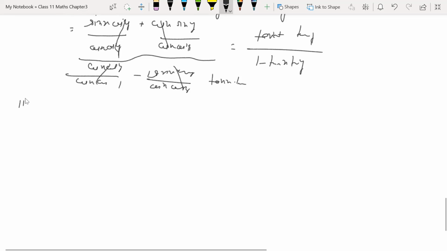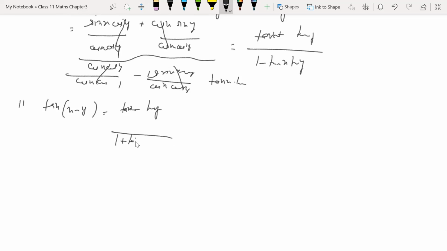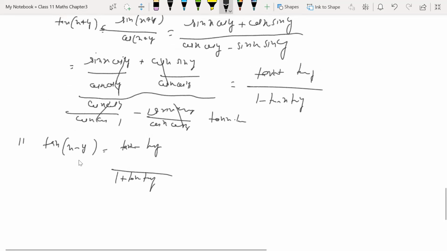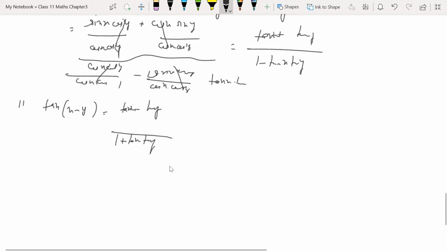And similarly, tangent of x minus y is equal to tan x minus tan y divided by 1 plus tangent x tangent y. It means you replace y by minus y in our previous identity. If you replace y by minus y, then you can reach the conclusion, because this y becomes plus, and this y becomes minus. That's all about these identities.